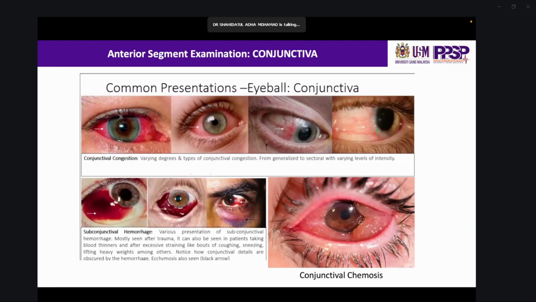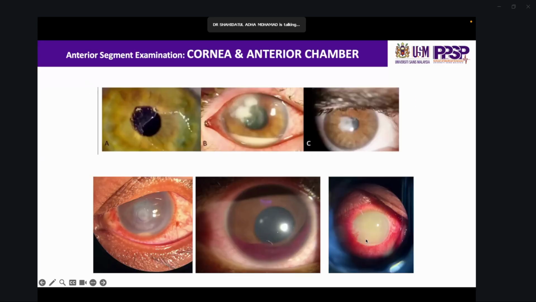Okay, and apart from that, on anterior segment examinations, what you can find is conjunctival congestion. This one Dr. Ain will tell you all later. All right, and then we have also subconjunctival hemorrhage, and this is conjunctival chemosis, which is the edema of the conjunctiva. So on anterior segment examinations, if you look at the cornea, you might see it if you shine. If you don't shine, you may miss it. That's why pen torchlight examination is very important.